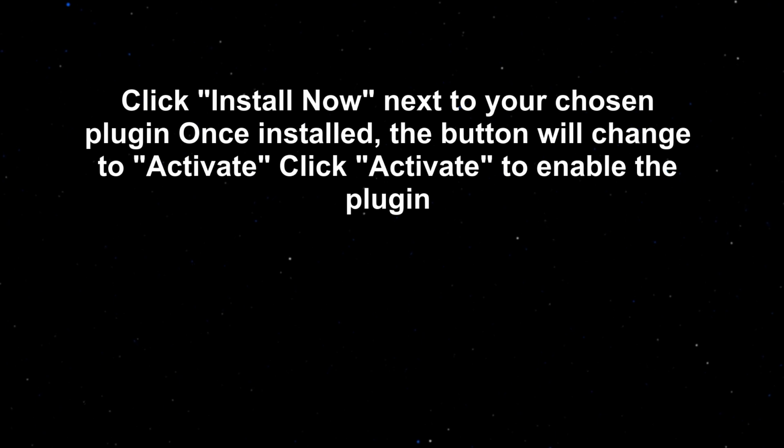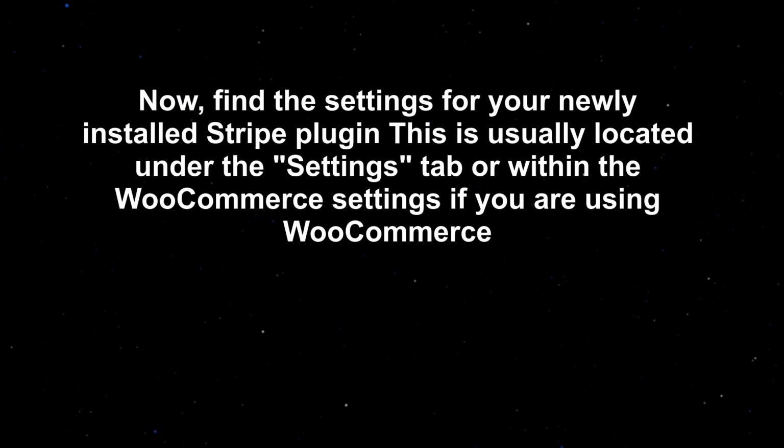Once installed, the button will change to Activate. Click Activate to enable the plugin. Now, find the settings for your newly installed Stripe plugin. This is usually located under the Settings tab or within the WooCommerce settings if you are using WooCommerce.